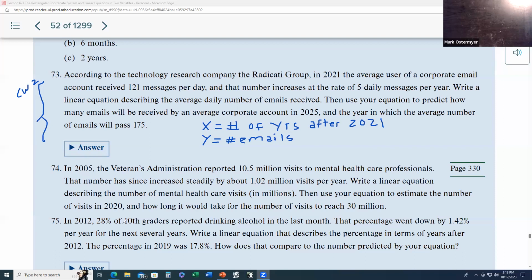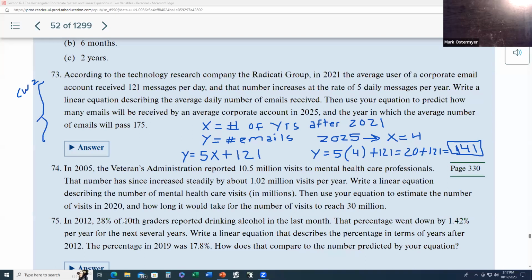Okay, so X represents the number of years after 2021. Y represents the average daily number of emails received. Therefore, our equation will be Y is equal to 5X plus 121. 121 is the initial number of emails received per day in the year 2021. It increases at a rate of 5 daily messages per year.